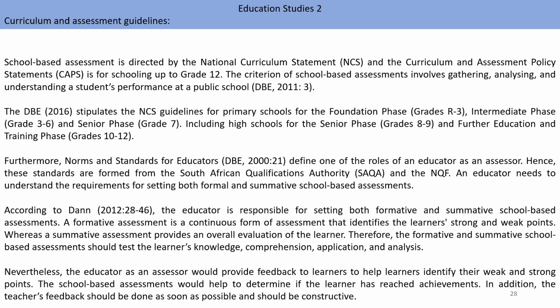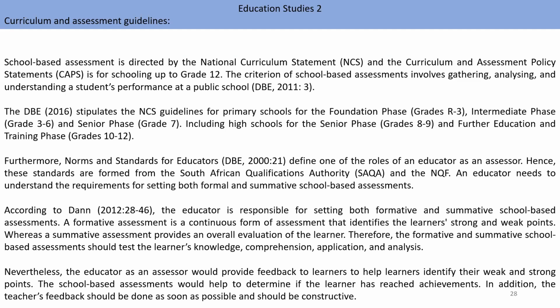School-based assessment is directed by the National Curriculum Statement and the Curriculum and Assessment Policy Statements. It's for schooling up to grade 12. The criteria of school-based assessments involves gathering, analyzing, and understanding a student's performance at a public school.